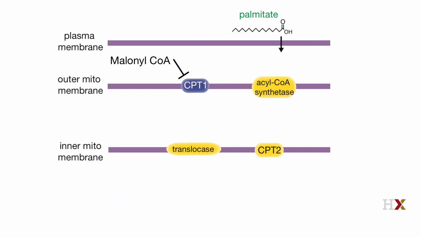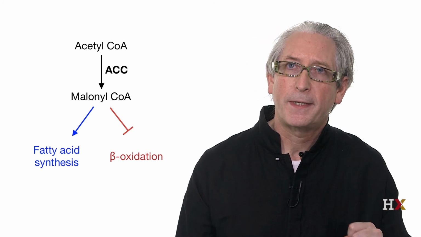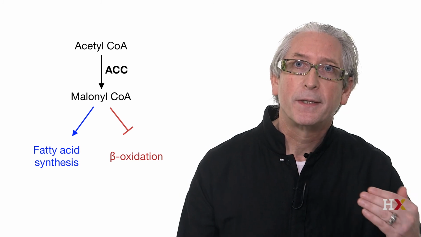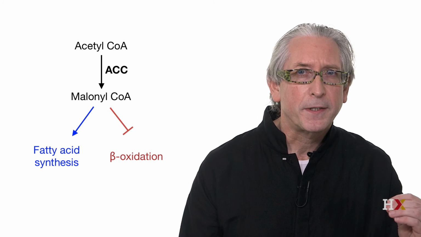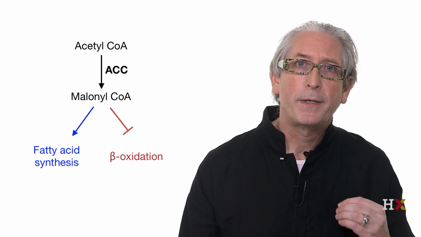So how is the acyl-carnitine shuttle regulated? As I said before, CPT1 is a major regulatory site. CPT1 is allosterically inhibited by malonyl coenzyme A. As you recall, malonyl coenzyme A is a building block of fatty acid synthesis. Here, malonyl coenzyme A inhibits fatty acid oxidation. It shows that fatty acid synthesis and beta-oxidation are reciprocally regulated by malonyl coenzyme A.